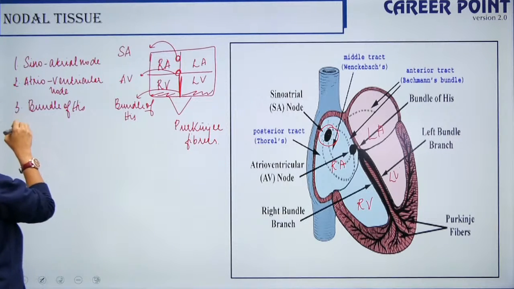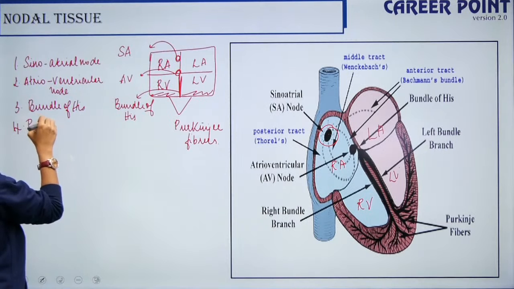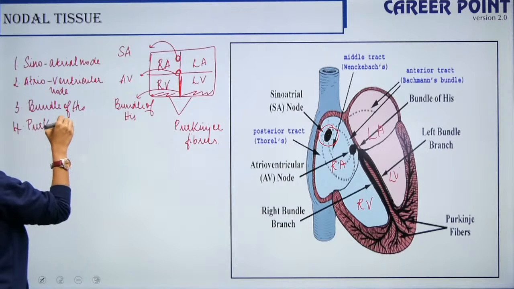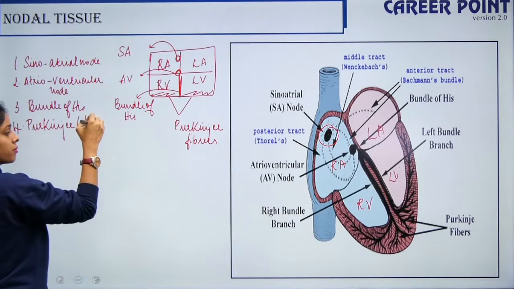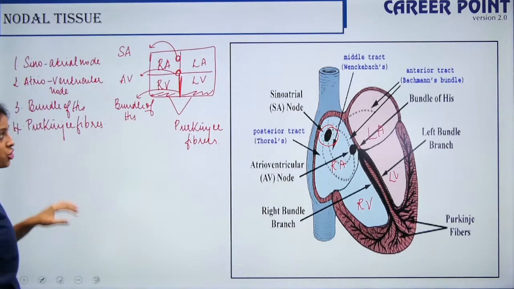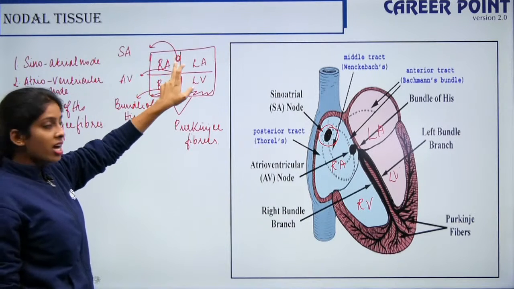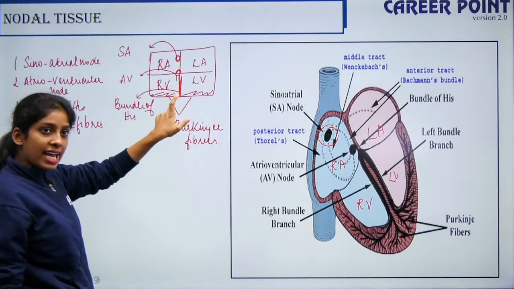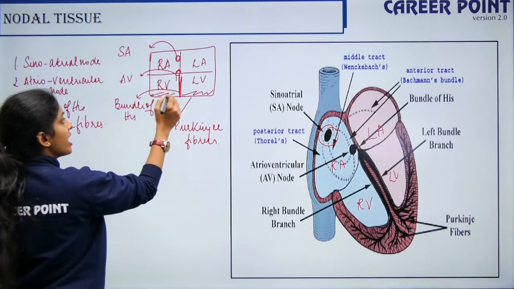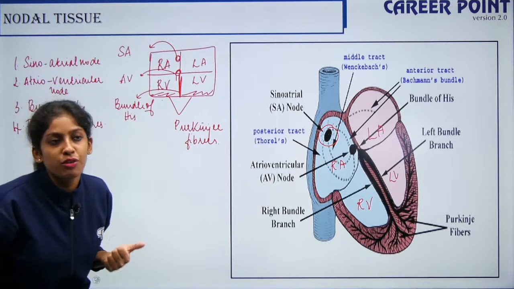So what is the fourth one? That is the Purkinje fibers. Fine. So I have the SA node here, the AV node. Then in this line, I have the bundle of His. And then in the ventricles, I have the Purkinje fibers.